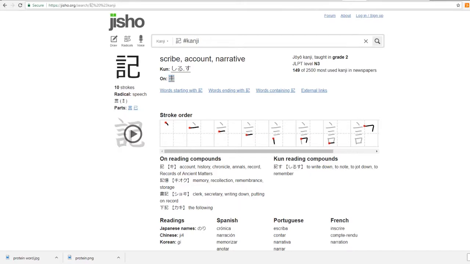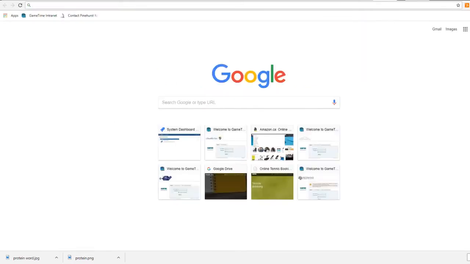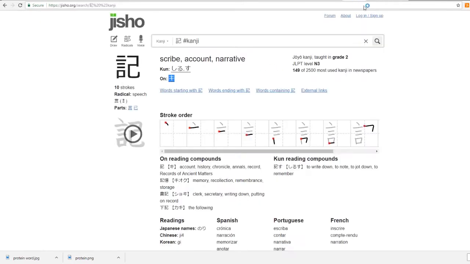I believe this is ki. It is. Oh, I missed that one. I'm going to have to accidentally close one of my tabs here.